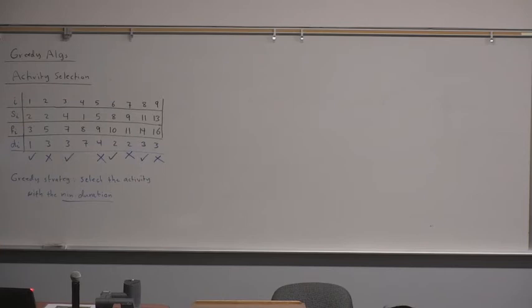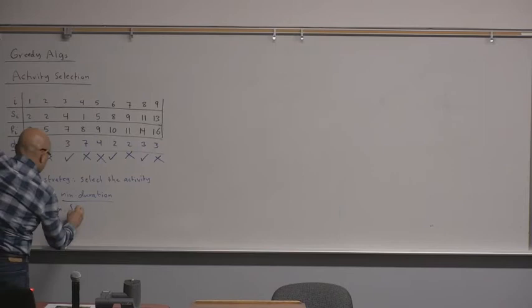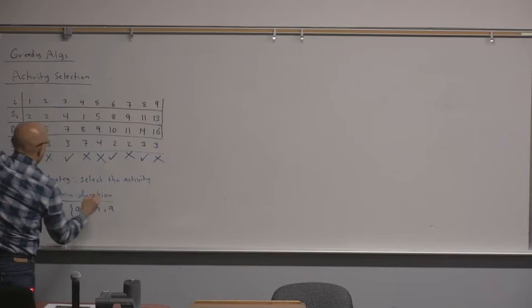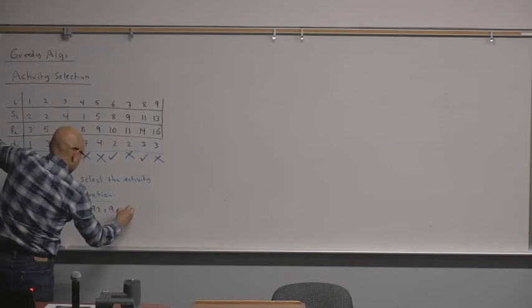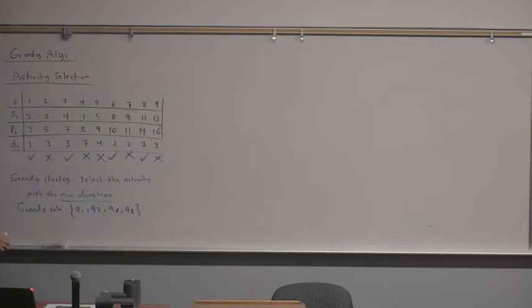So our greedy solution here is activity 1, activity 3, activity 6, activity 8. How do we know if it's optimal or not?